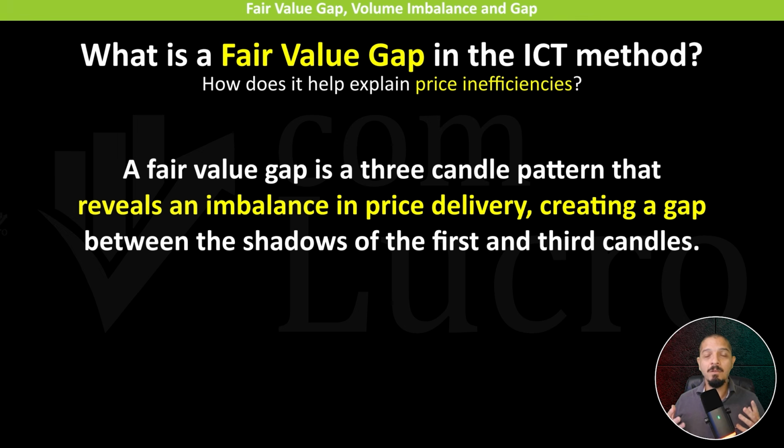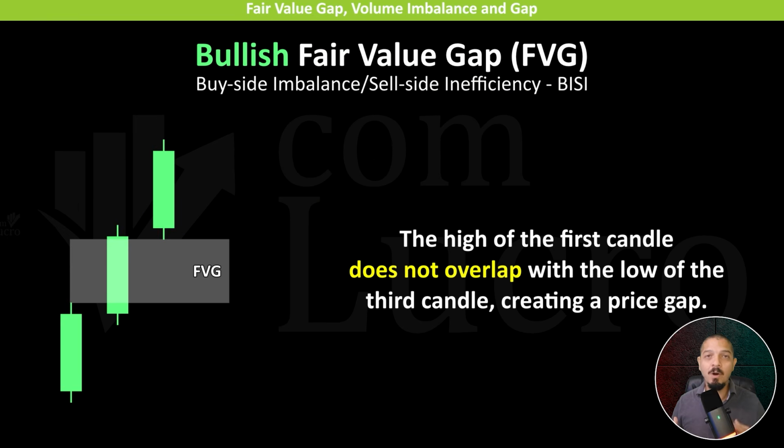A fair value gap is a 3-candle pattern that reveals an imbalance in price delivery, creating a gap between the shadows of the first and third candles. This imbalance often appears immediately after a liquidity sweep or a strong impulsive move, which is why it becomes so important in ICT strategies. Let us first look at the bullish fair value gap, often referred to as BISI. BISI stands for buy-side imbalance and sell-side inefficiency.